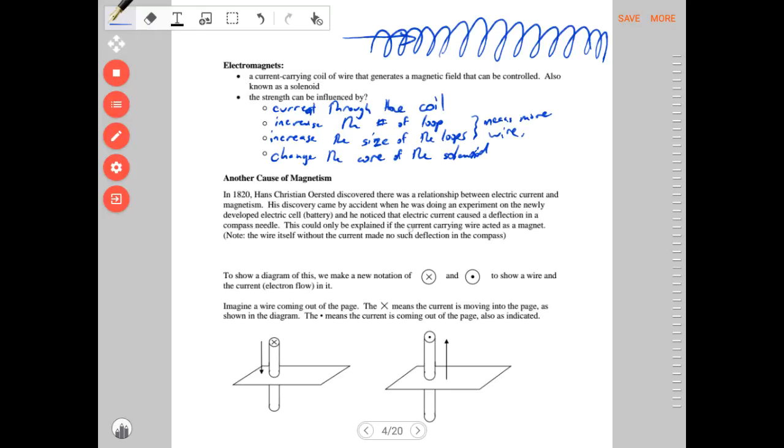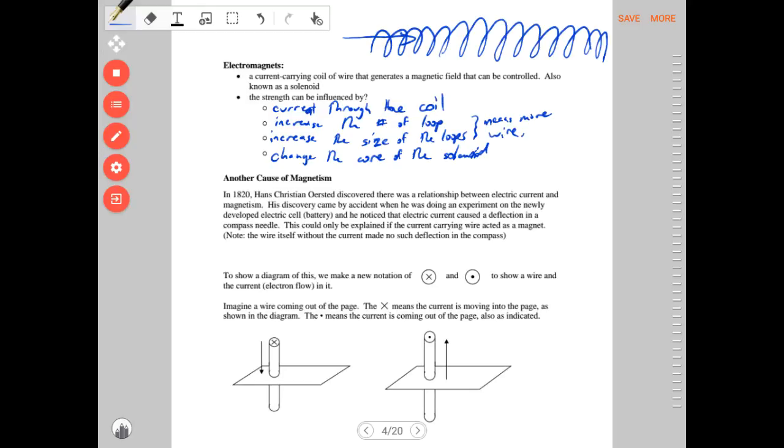Now, this could only be explained if the current-carrying wire acted as a magnet, right? Because compasses are affected by magnetic fields. So the wire itself, without the current, didn't make the deflection in the compass. It was only when the current was on that it deflected the needle. So again, another discovery made by accident, but he was smart enough to understand what was going on. Hey, the compass moved. There's got to be a magnetic field here.